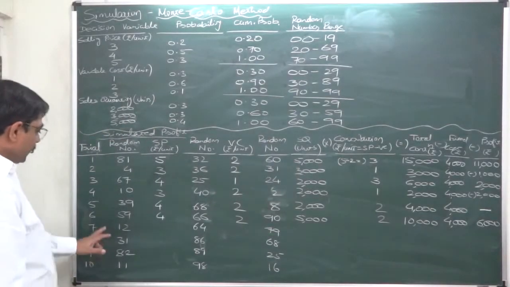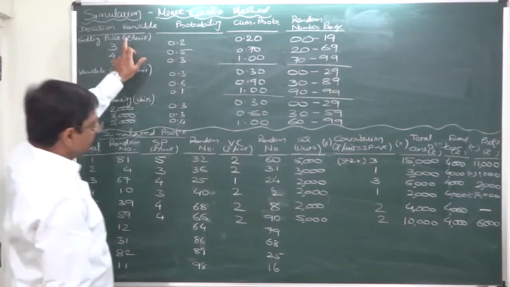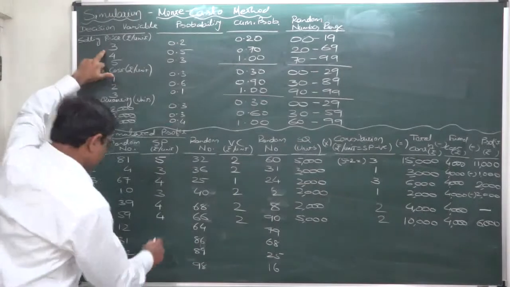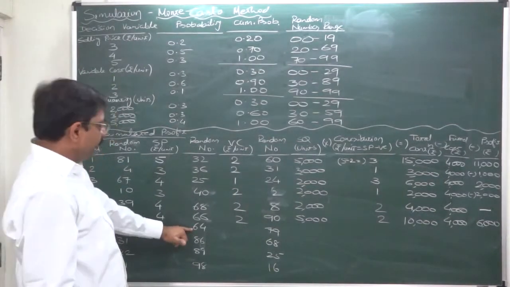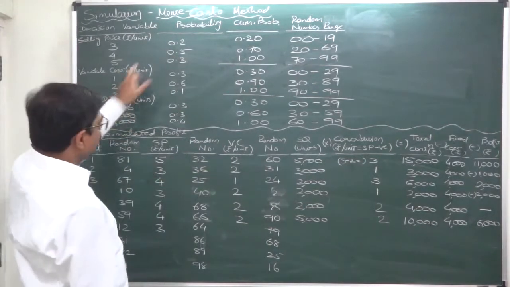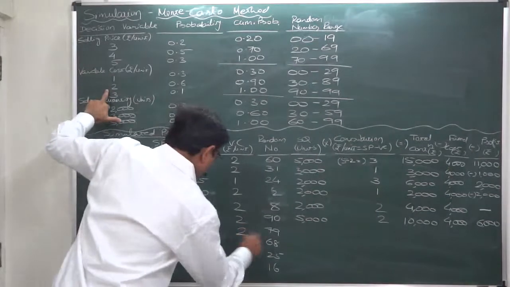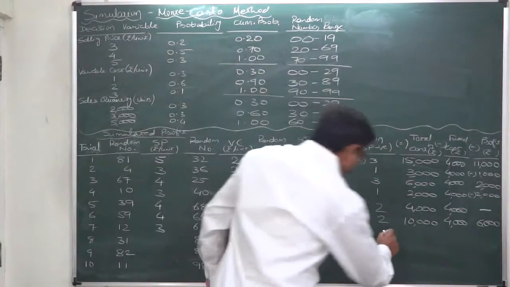Seventh trial. First random number 12. That is for selling price. 12 falls in the range 00-19. So the selling price comes to 3. Second random number 64. That is for variable cost. It falls in the range 30-89 and relevant variable cost comes to 2 rupees. 3 selling price, 2 rupees variable cost, so contribution comes to 1.